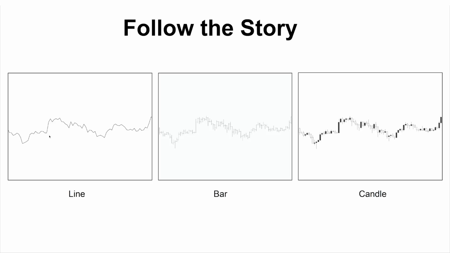Here we have three instances of price. We have a line chart, a bar chart, and a candlestick chart. Before we jump into the differences, let's focus on what is going on here. What's the story that I'm looking at? Price is telling a story in each one of these instances.